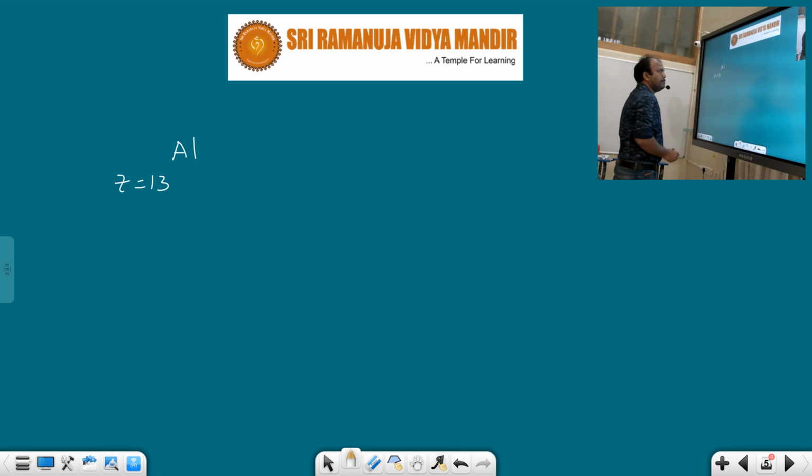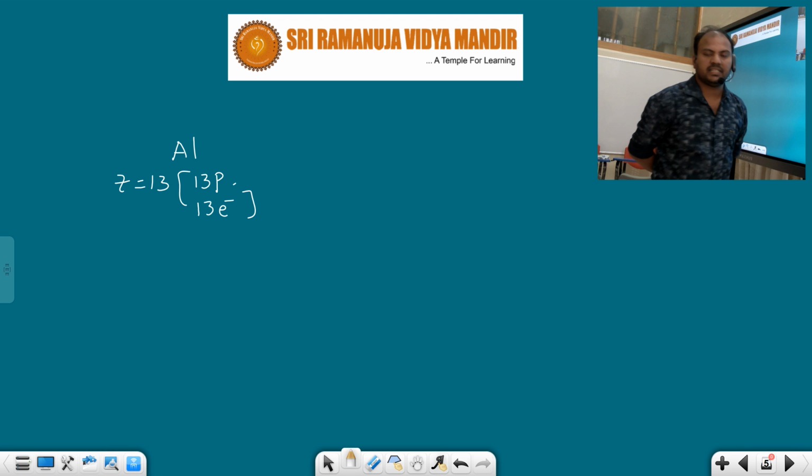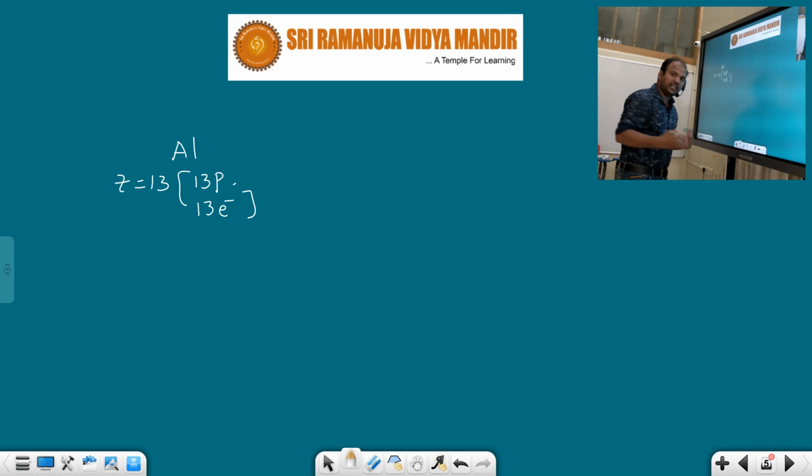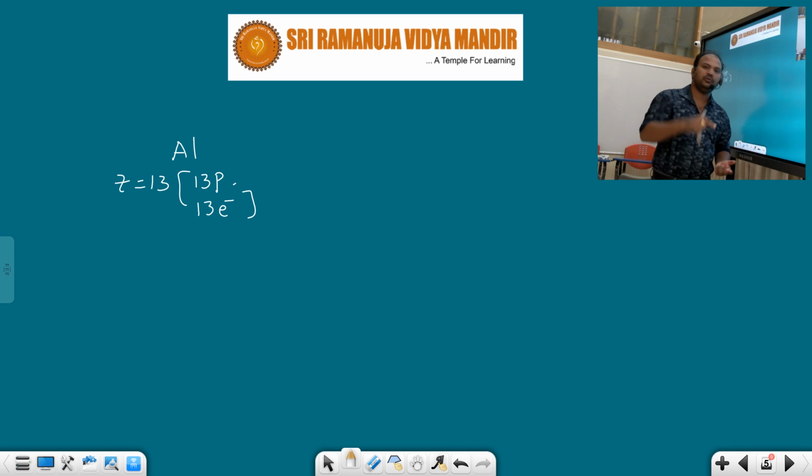The same number of protons and the same number of electrons are present in it, because by the definition of atomic number, the number of protons present inside the nucleus is exactly equal to the number of electrons revolving around the nucleus. Suppose atomic number 5: 5 protons inside the nucleus, 5 electrons revolving around the nucleus. Here atomic number 13, that's why 13 protons, 13 electrons. 13 protons are present inside the nucleus, 13 electrons always revolve around the nucleus, just like planets revolve around the sun.